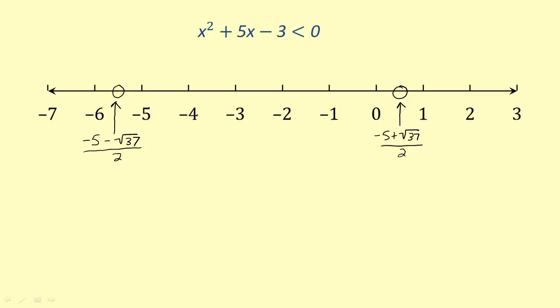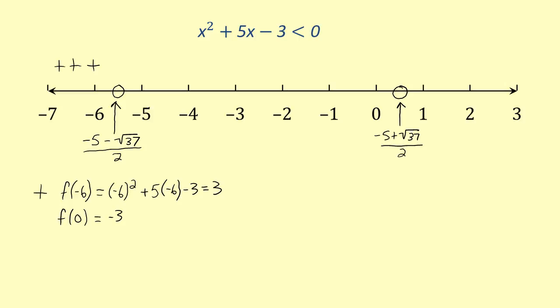Let's start in the leftmost interval and find f of negative 6. This equals negative 6 squared plus 5 times negative 6 minus 3, which simplifies to 3. This is a positive number. Therefore, the function will be positive over this interval. f of 0 is negative 3, which is negative. So the function will be negative over this interval. Finally, check 2. f of 2 is 11, which is positive. And the function will be positive over this interval.